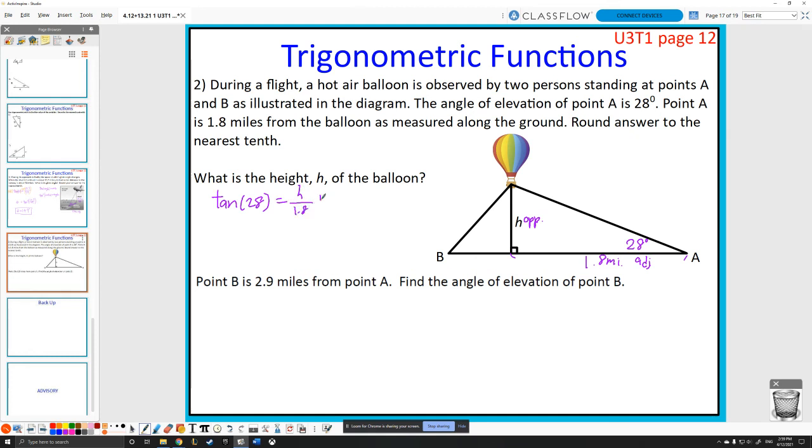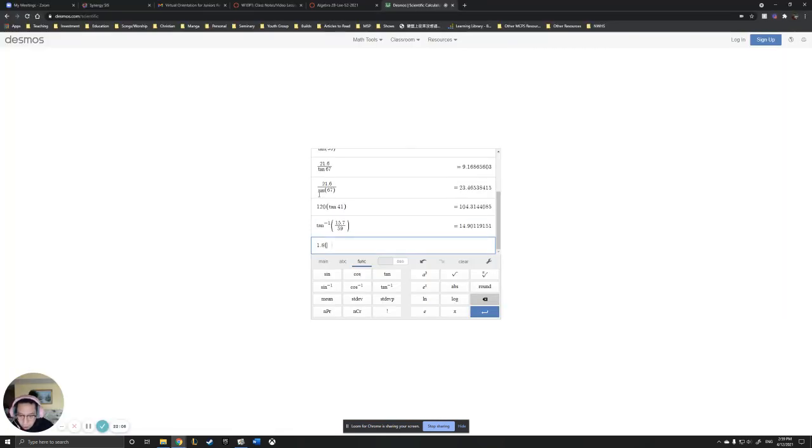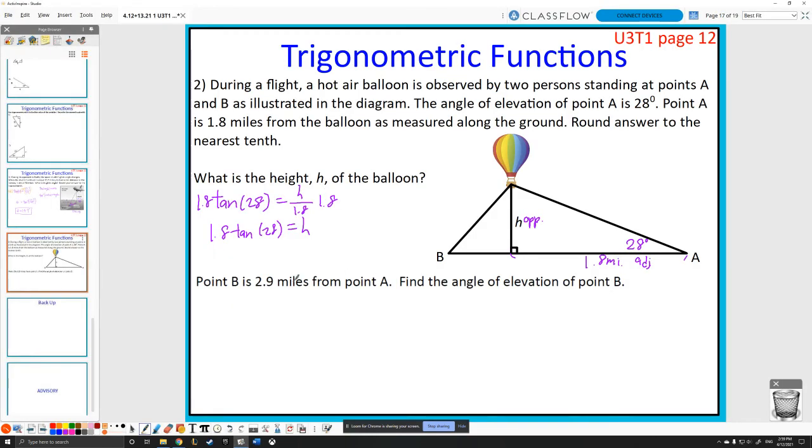Now I know this can be confusing because in this case, h stands for height, not hypotenuse. You just have to be careful about what each of your letters mean. So 1.8 times tangent of 28 is 1, to the nearest tenth. So 1 mile is equal to my h.